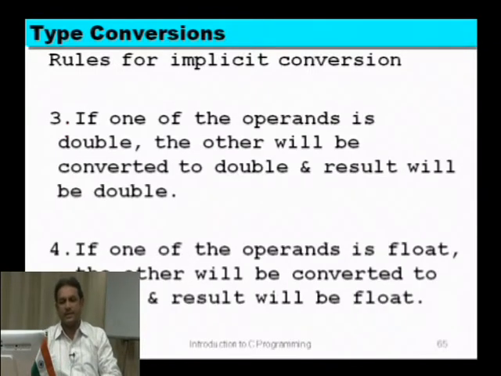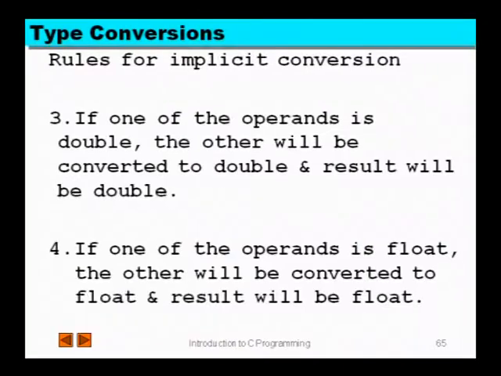Next is, if one of the operands is double, the other will also be converted to double and the result will also be double. Of the two operands, if one is double, the other, whether it is an integer or a float, whatever it may be, will be converted to double and the result will also be stored as a double.